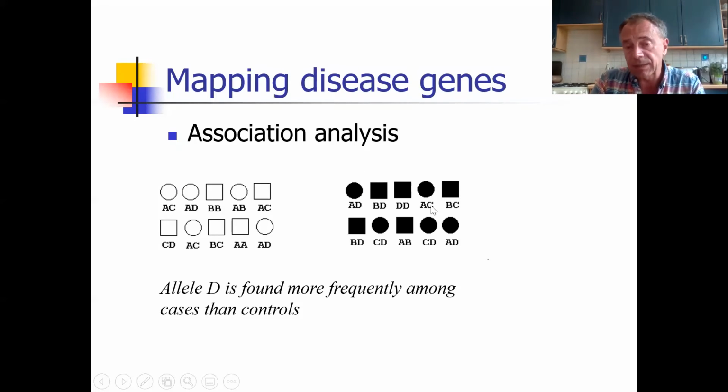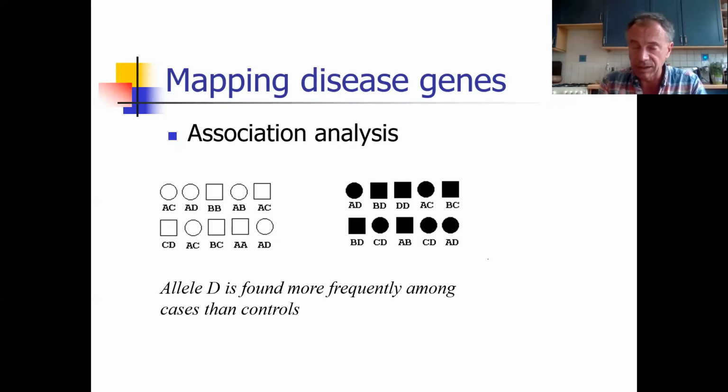We can take a bunch of people with a disease and a bunch of normal controls, and we can see which alleles of this marker the disease people have and the non-disease people have. And what we can see here in this sample is that the D allele is commoner among people with the disease than among normal controls. So then we can say that the D allele is associated with disease.